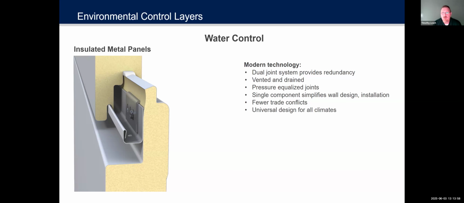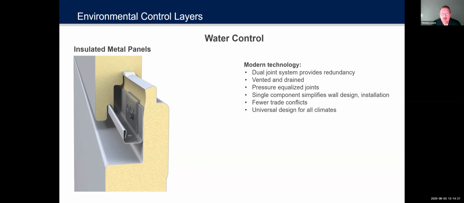And you can see in this picture, you have technology like dual joint system. That inside joint is your sealant joint. The outside joint is adding strength. It's also adding a baffle for any rainwater that splashes into that panel joint. And you've got the single component, single insulated panel that's doing all the work in one unit.